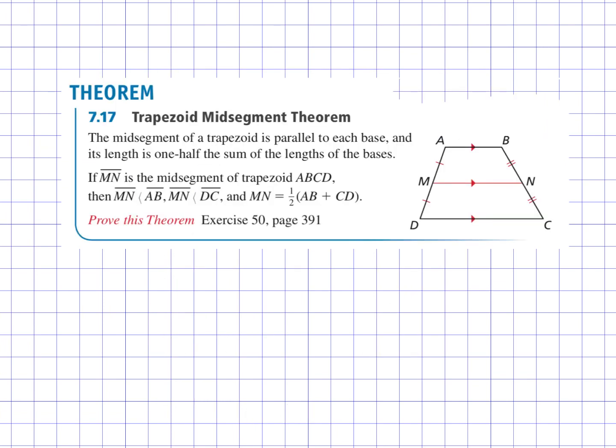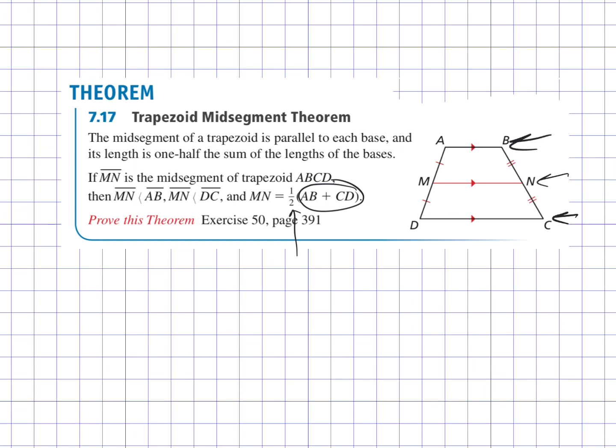All right, mid-segment theorem. So here what this means is that AB and CD, the top and bottom, or I should say the parallel lines in a trapezoid, if you add those lengths together, and then you divide it by 2, you'll get the length of the mid-segment.